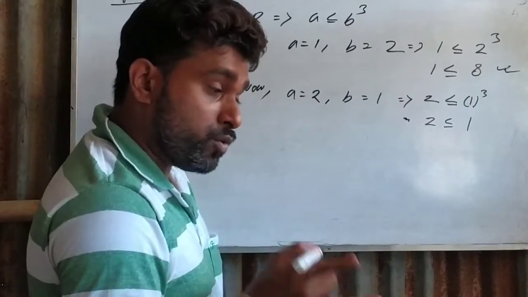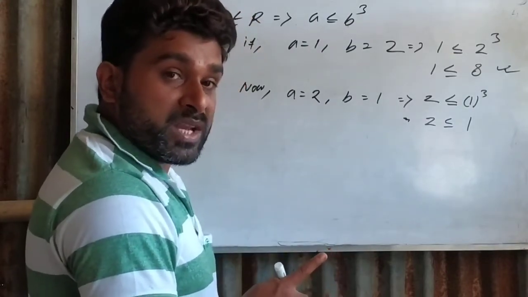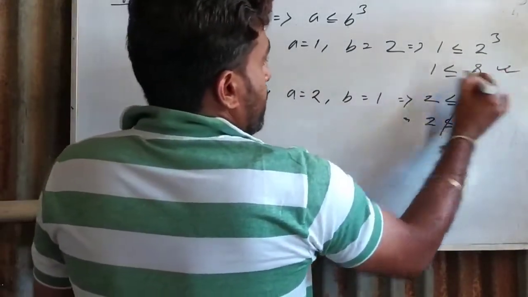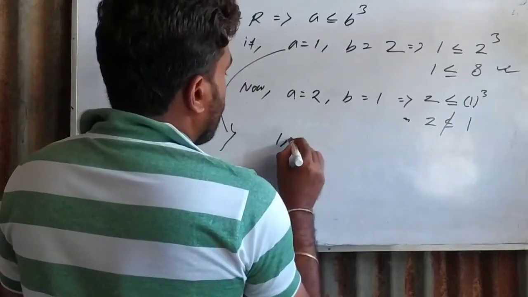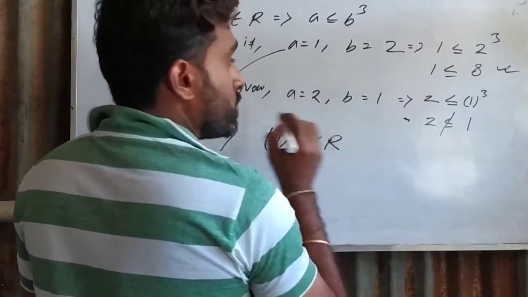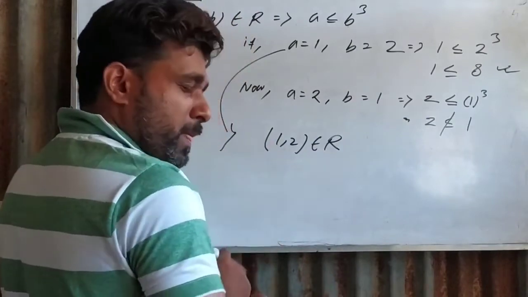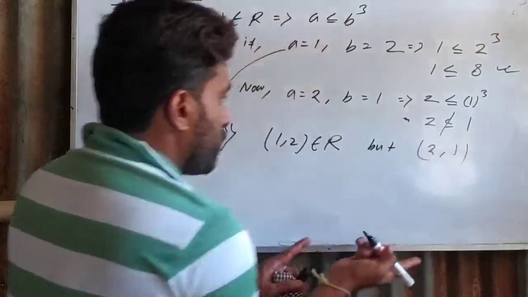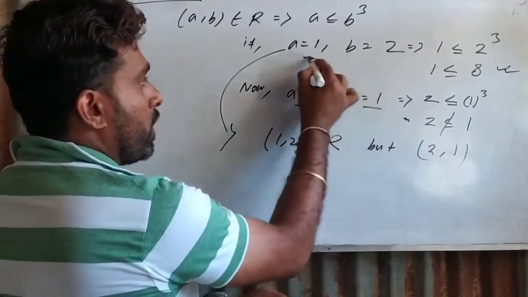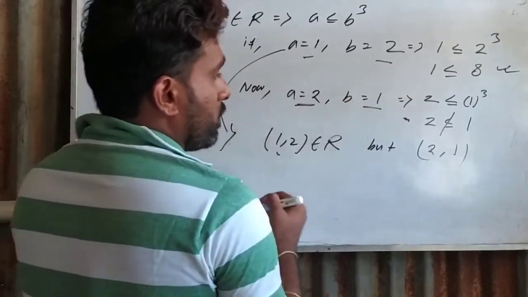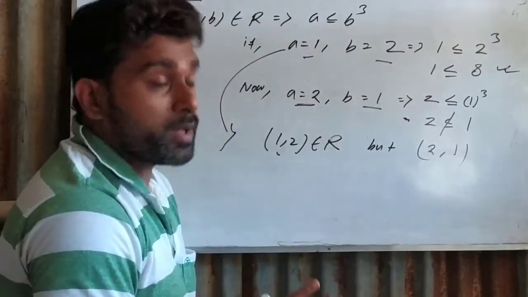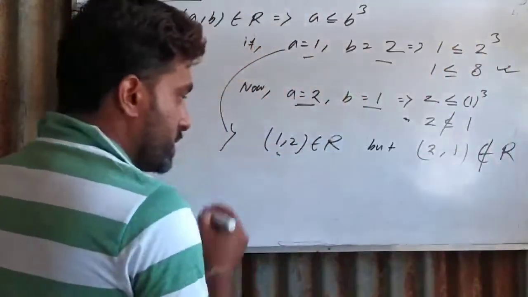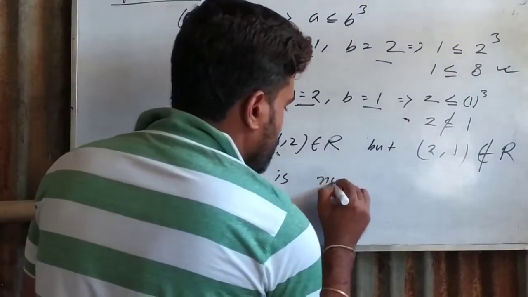How is it possible? That means if you interchange the values of a and b, the condition is not going to be satisfied. So 1 comma 2, this ordered pair, belongs to the relation set. But 2 comma 1, that means if you interchange the values, does not. For the symmetric property, the reverse ordered pair should belong to the same relation set. So 2 comma 1 doesn't belong to the same relation set. So R is not symmetric.